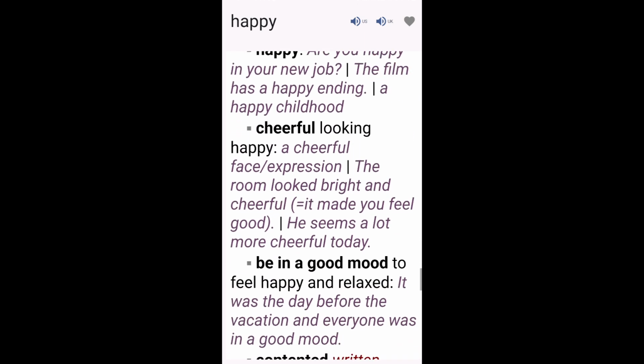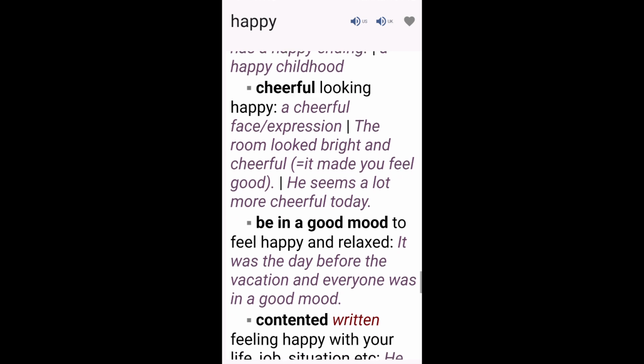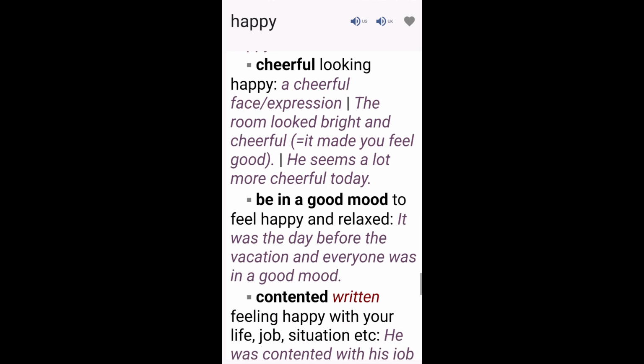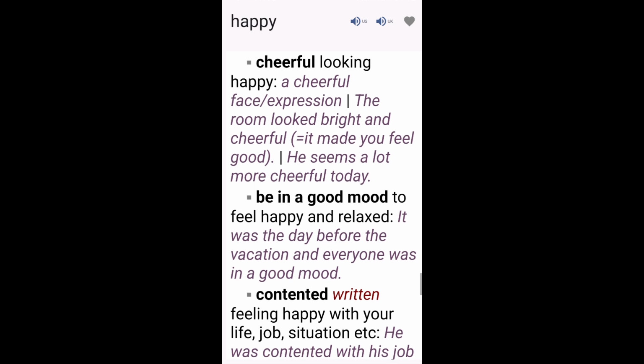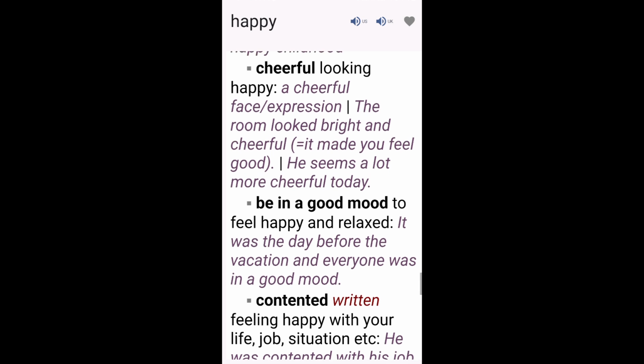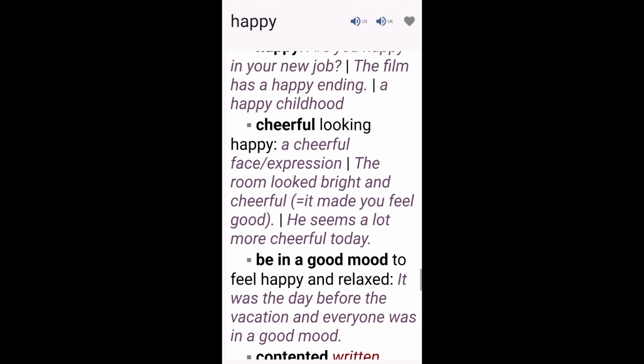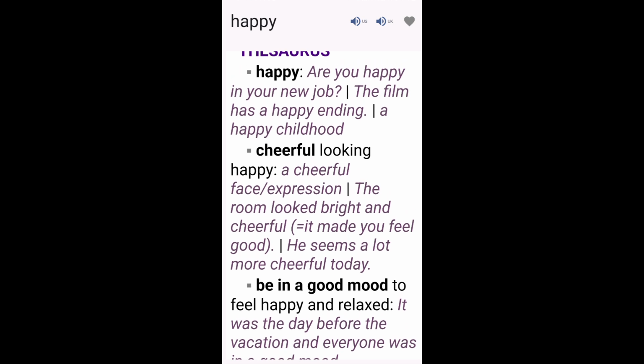look happy, it means your face is smiling. Be in a good mood means you feel happy inside. So, depending on the situation, you would say, I'm in a good mood today. You feel happy inside. She looks cheerful. She is smiling and seems happy.